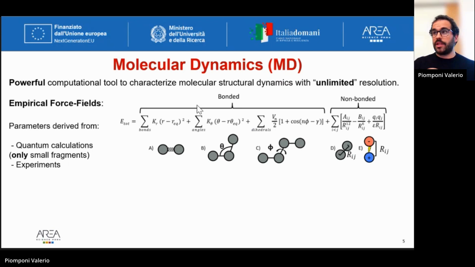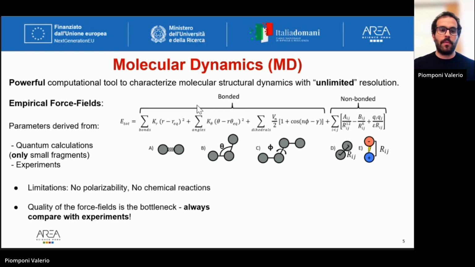Of course, molecular dynamics is just a model, and it has some limitations. To give some examples, this functional form cannot describe the polarizability of atoms. Also, this model cannot describe chemical reactions because you cannot destroy the springs, for instance. So you need, of course, quantum mechanics to describe chemical reactions. And more in general, we can say that the accuracy of molecular dynamics is limited by the quality of the force field, so how well you derive these parameters.